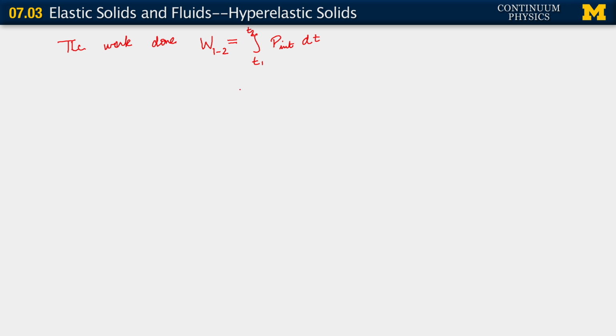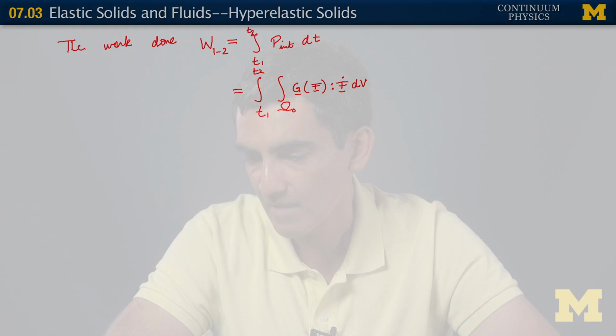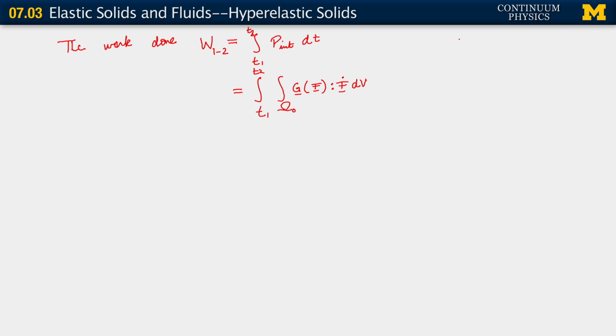So of course, now when we carry through what we know for the integrands, we get the integral from T1 to T2, integral over the reference configuration, of G(F) contracted with F dot, dV. So what this says is that we're integrating from T1 to T2, and we're computing the total work done.